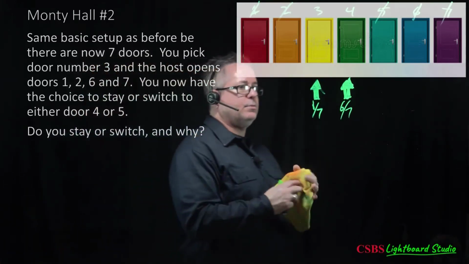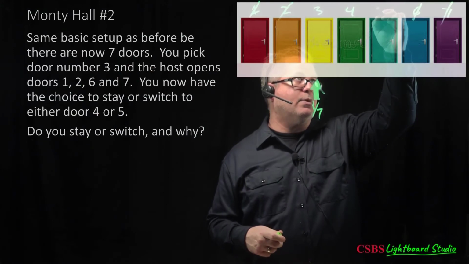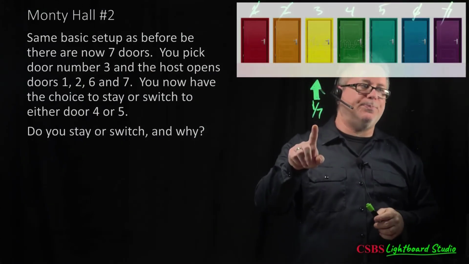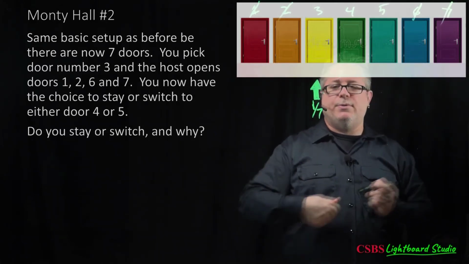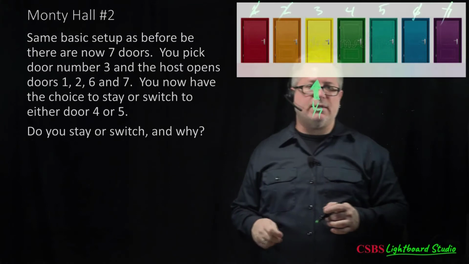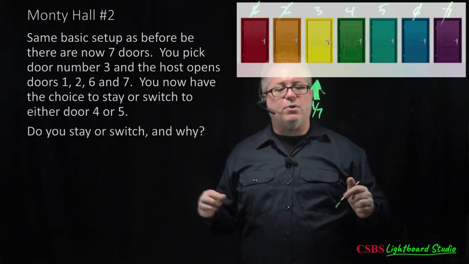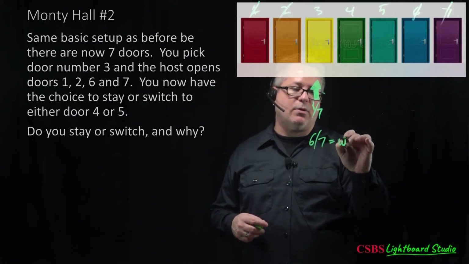You chose door number 3. Get rid of all the doors except for 4 and 5. So you're left with your choice, door number 3, and doors 4 and 5. So you have a 1/7 chance of being correct. And before any of those doors got closed, it's fairly obvious to figure out that you have a 6/7 chance of being wrong, right?